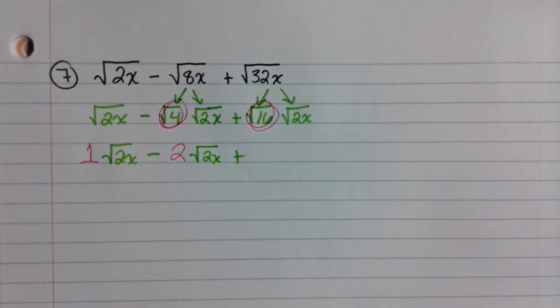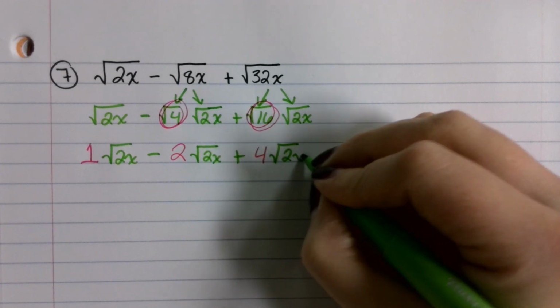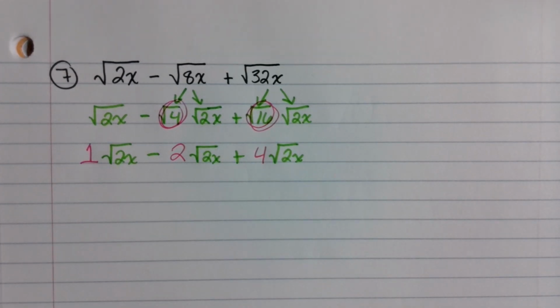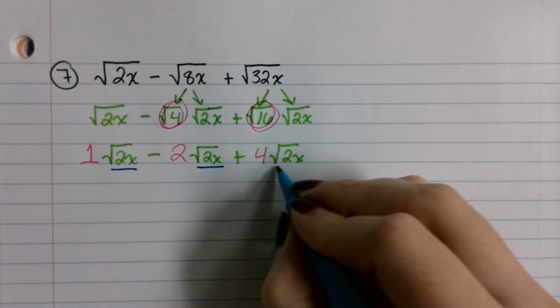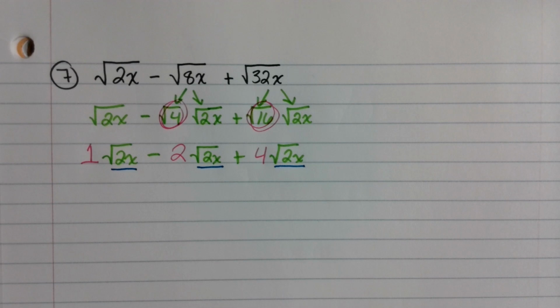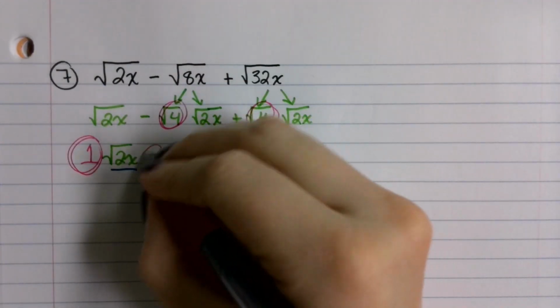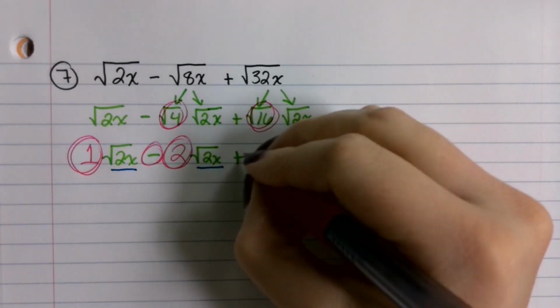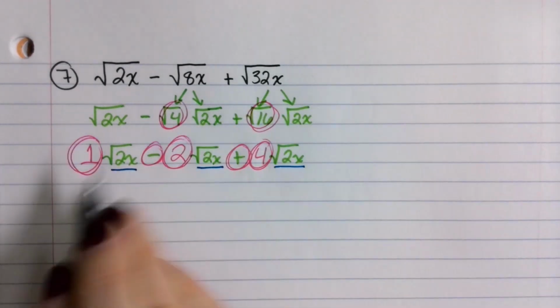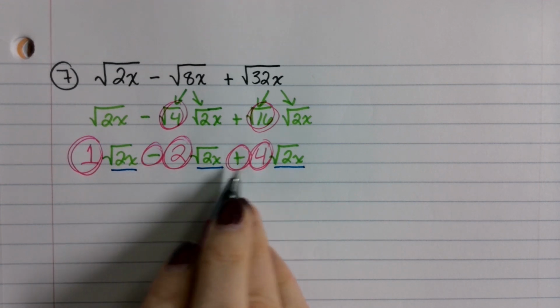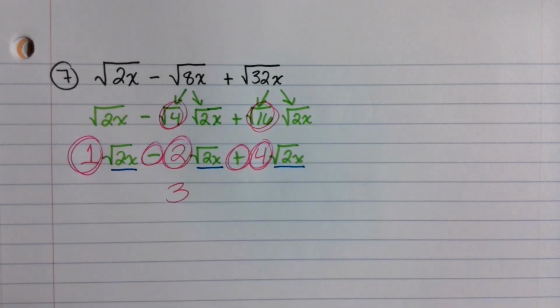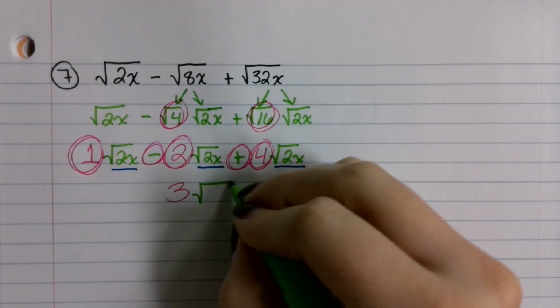Plus, what's the square root of 16? 4. So we have 4 square roots of 2x. So now, every single one of these is a like term. That's a like term, like term, like term. They're all square root of 2x. Because they are all like terms, we're going to focus on 1 minus 2 plus 4. 1 minus 2 is going to give you a negative 1. Negative 1 plus 4 is going to give you a positive 3. So you have 3 square roots of 2x.